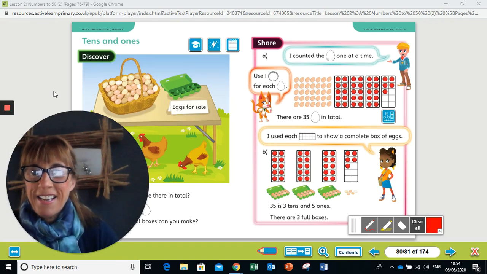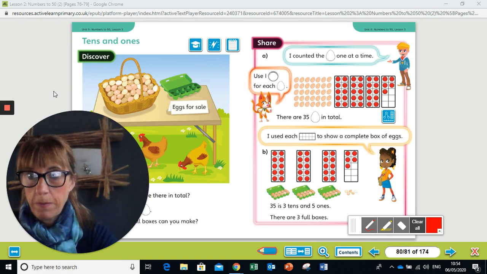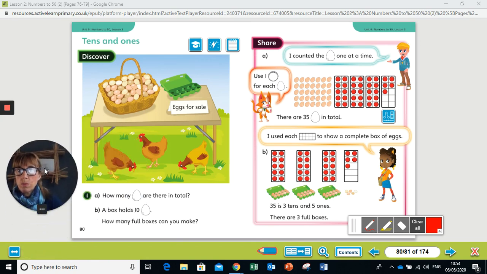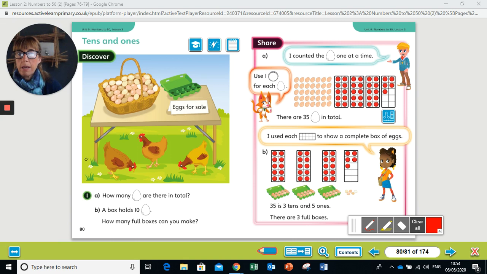Hello children, it's time for our maths lesson and we're going to carry on with our numbers to 50, but we're going to look at tens and ones today. So let me make myself a little bit smaller. Move myself up here. So have a look at this picture.